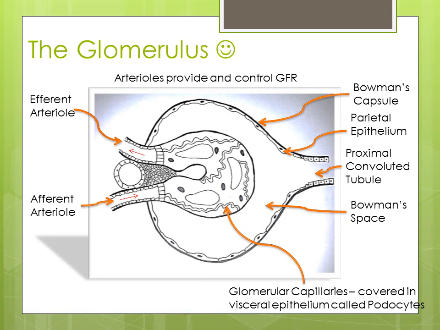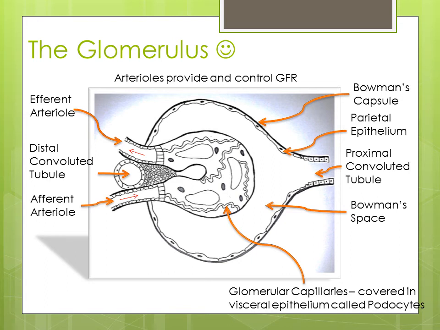Lying between the two arterioles is the distal convoluted tubule. The capillaries are covered in a visceral type of epithelium known as podocytes, which prevent large molecules such as albumin from entering and being filtered by the kidneys.